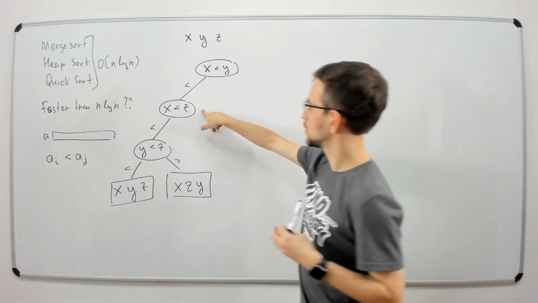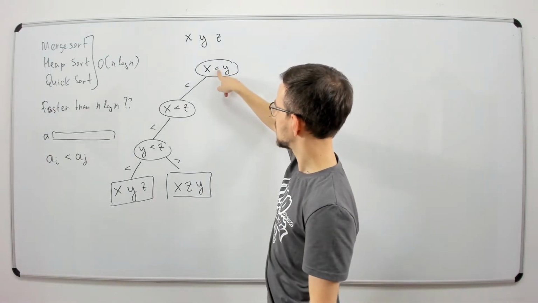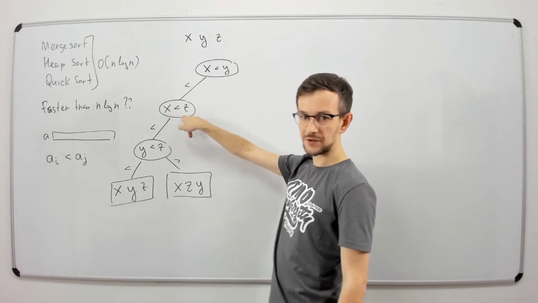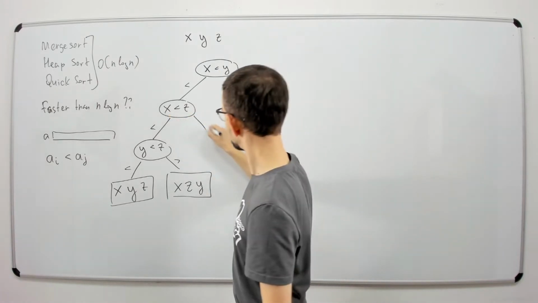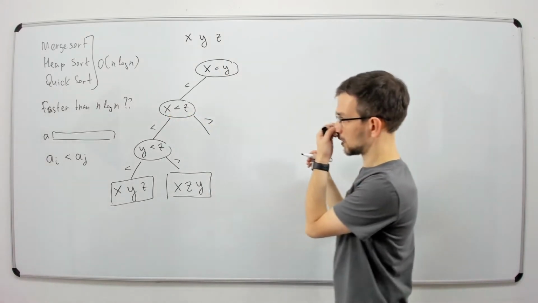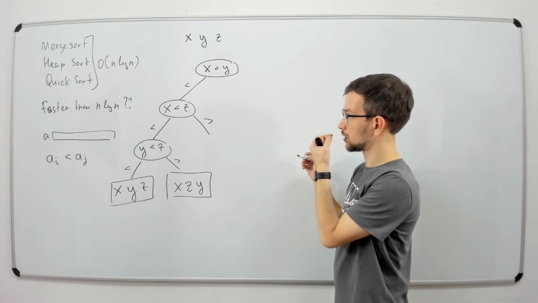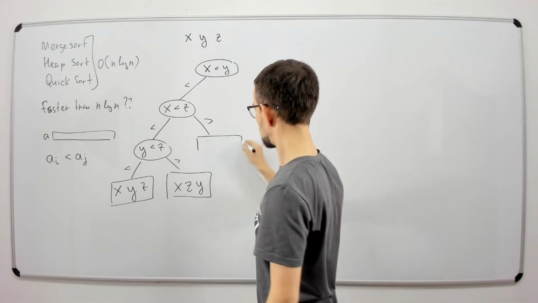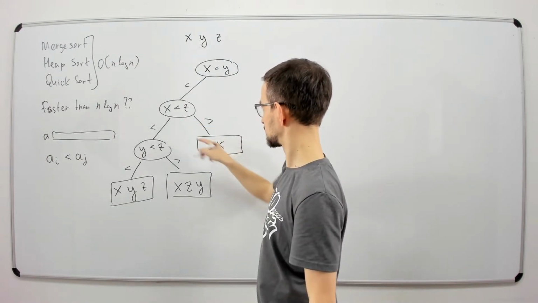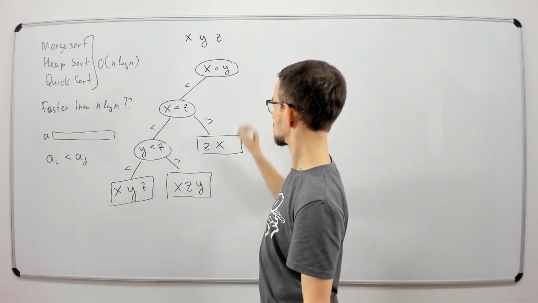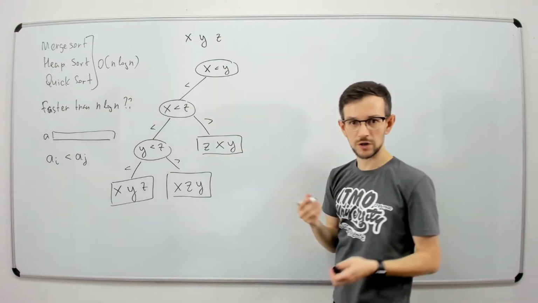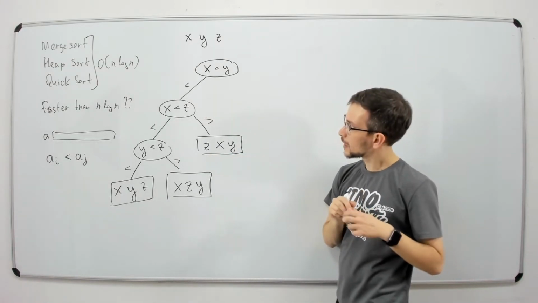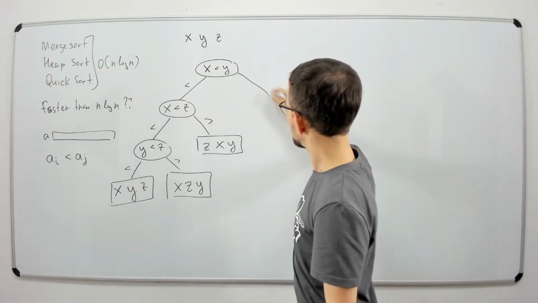Now what happens in this branch? So if x is less than y, but x is greater than z, then z is the minimal element. So x is greater than z, but it is less than y. So this is the only possible answer. And so on. So in the right branch we have the following.